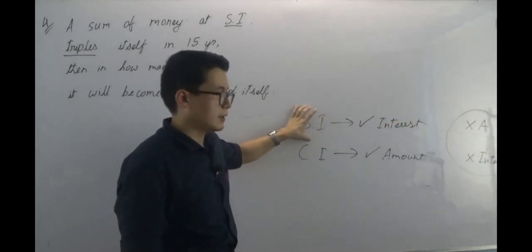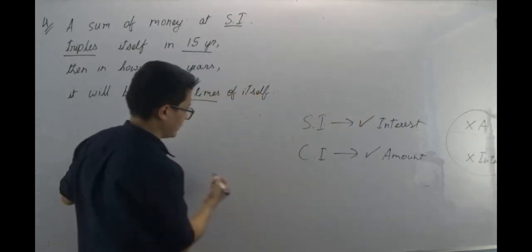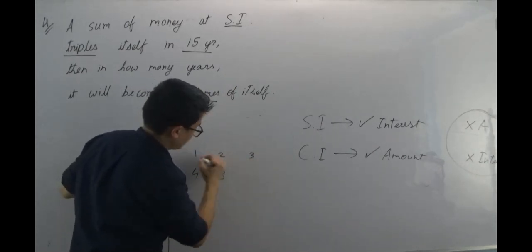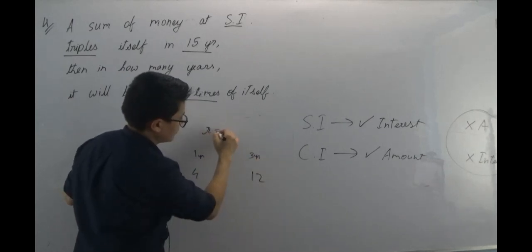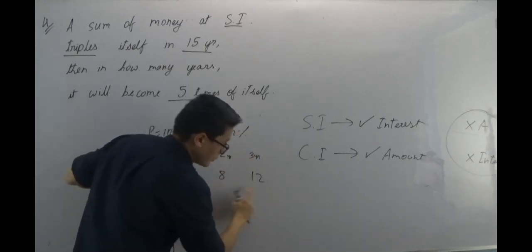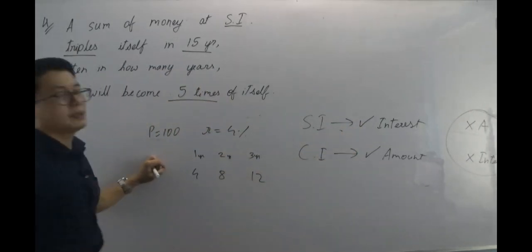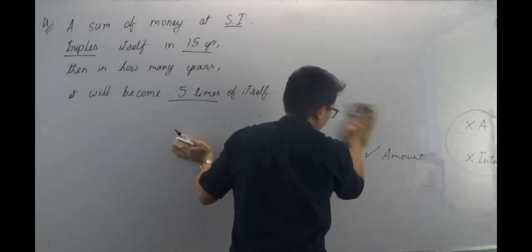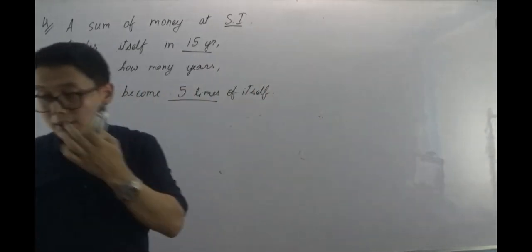Simple interest problem: the ratio of principal to amount. The amount credited in the 1st year, then in the second year, 8, then in the 3rd year, 12. The rate of interest is 4%. Principal is 100, so the progression of simple interest and compound interest, and the amount.